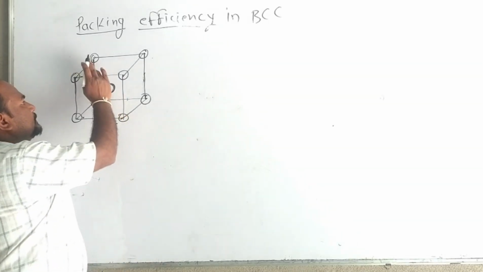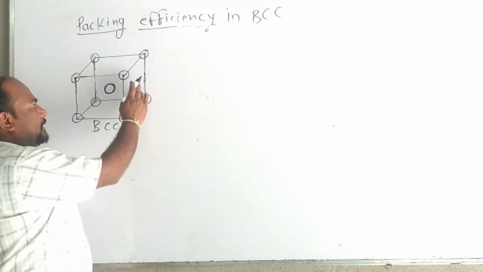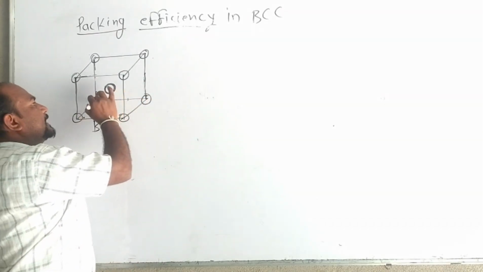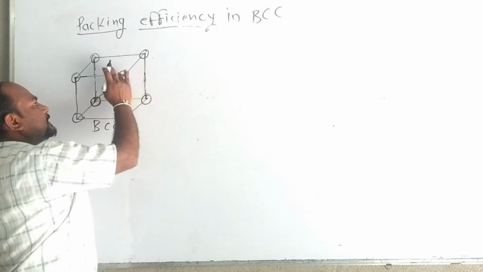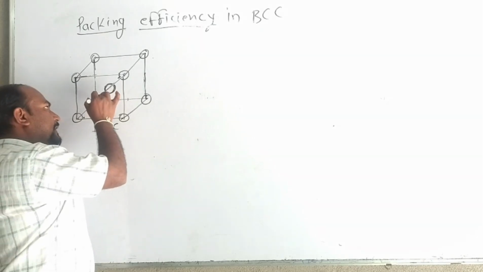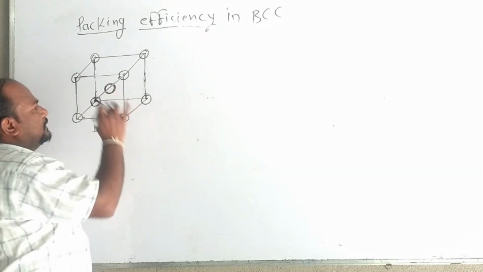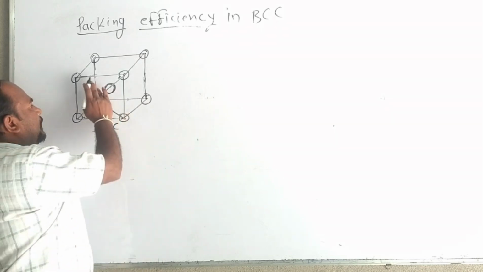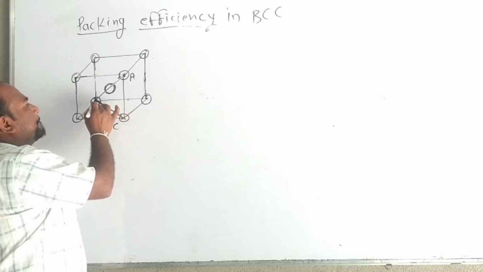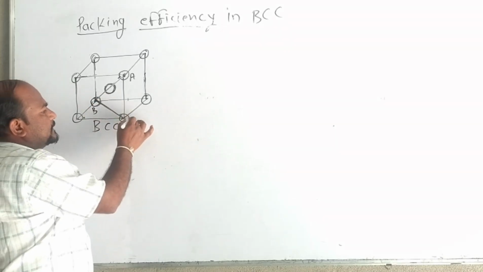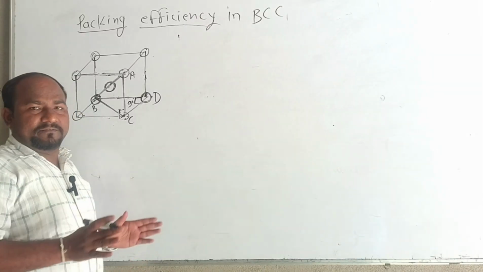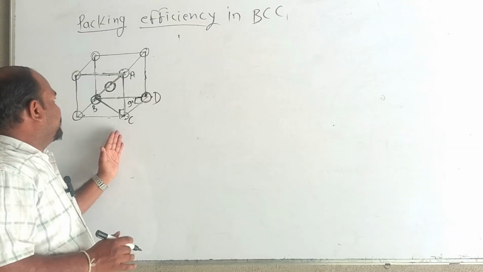Now to understand how to calculate the efficiency, or percentage efficiency, or packing efficiency, we have to join these spheres, or these corners of the unit cell. Now again you have to join this corner also. Now say or assume that this point is A, this one is B, this one is C, and this is D. Okay. Now first of all let us understand this diagram.